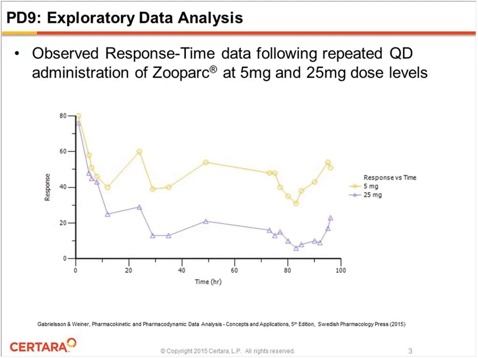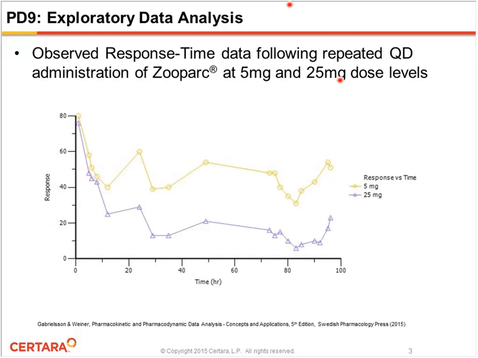Okay, so this is an exploratory plot of the response versus time at the two different dose levels, 5 milligram and 25 milligram. The yellow plot here is the repeated dosing, QD, at the 5 milligram level, and the purple line is the 25 milligram level. We'll make a note that in the onset phase, you can see more pronounced effects, as expected, with the higher dose level, but the time to the steady state condition, the minimum response, is similar for the different dose levels at the different dose administrations.